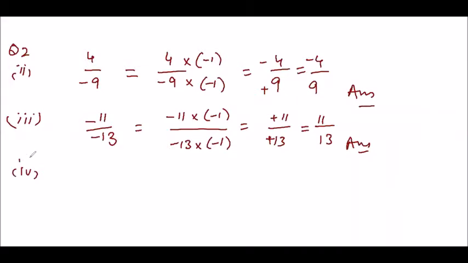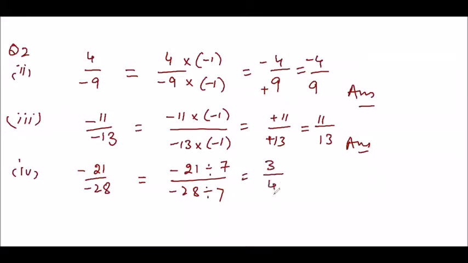Now number 4, -21/-28. Now first I am dividing both of these numbers by 7. We get 3 and 4. Now multiply it with -1 to change the sign of the denominator. We get +3/+4, and now write 3/4.